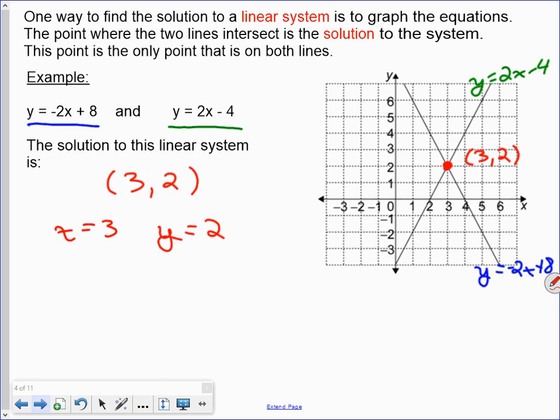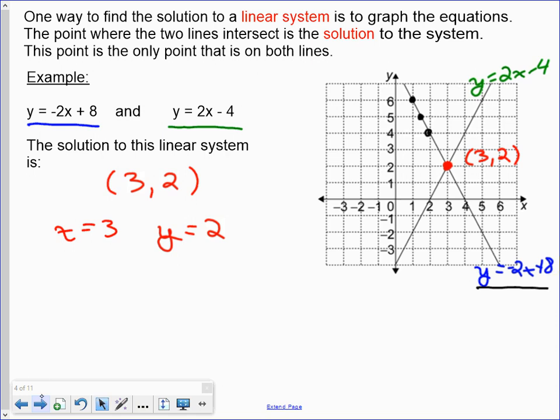There are a lot of points that will work, but this is the only combination of x and y that is going to work when we sub it into both of these equations. There are other points that will work on one of these equations, like any point here, here, here, will work when we sub them into y equals negative 2x plus 8, but they won't work when we sub them into the other equation because those are points that are not on that other line.